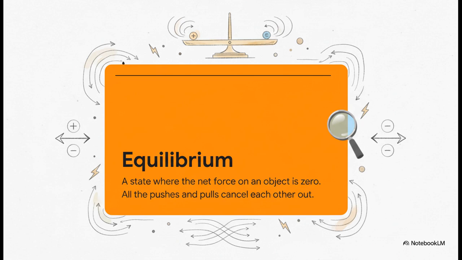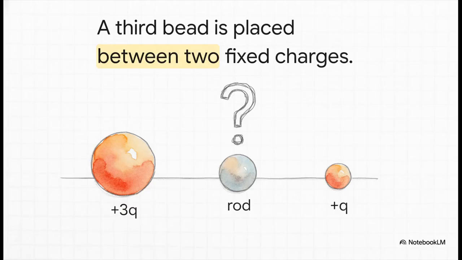And what's key here is that the forces are all still there. They're all still pushing and pulling, but they add up to exactly zero. So the object just stays put. No acceleration. This little setup is a perfect way to think about finding that balance. What we've got here is a rod, and on it there are two fixed positive charges. Now, the one on the left is 3 times stronger than the one on the right. So the big question is, if we put a third movable bead on that rod, where exactly would it have to be to stay perfectly still?